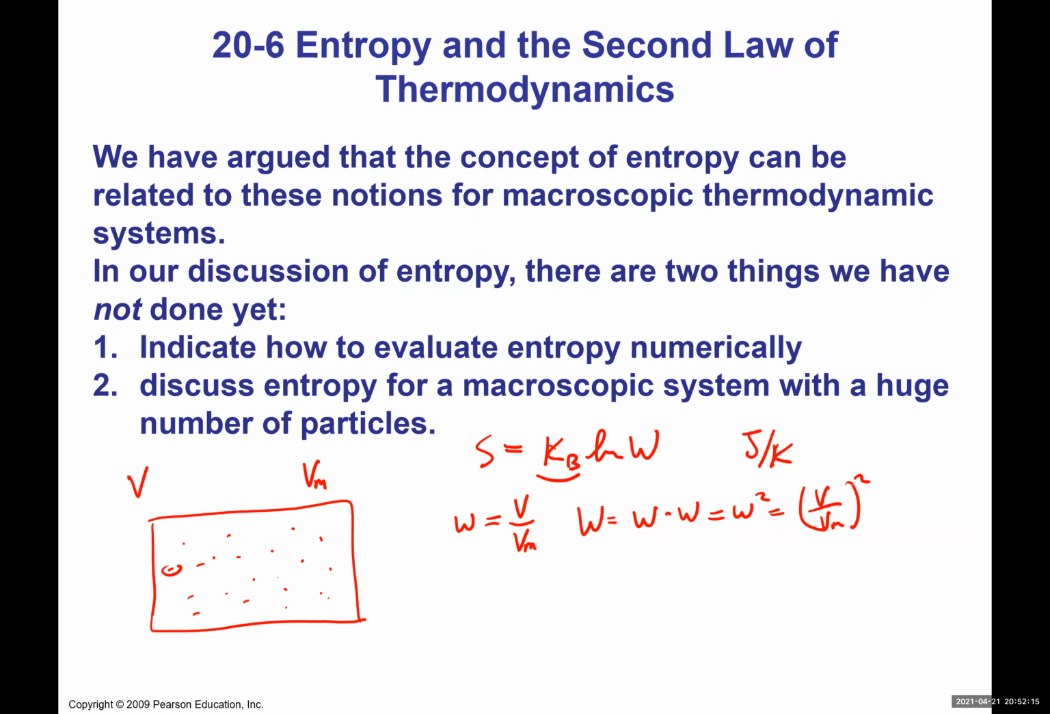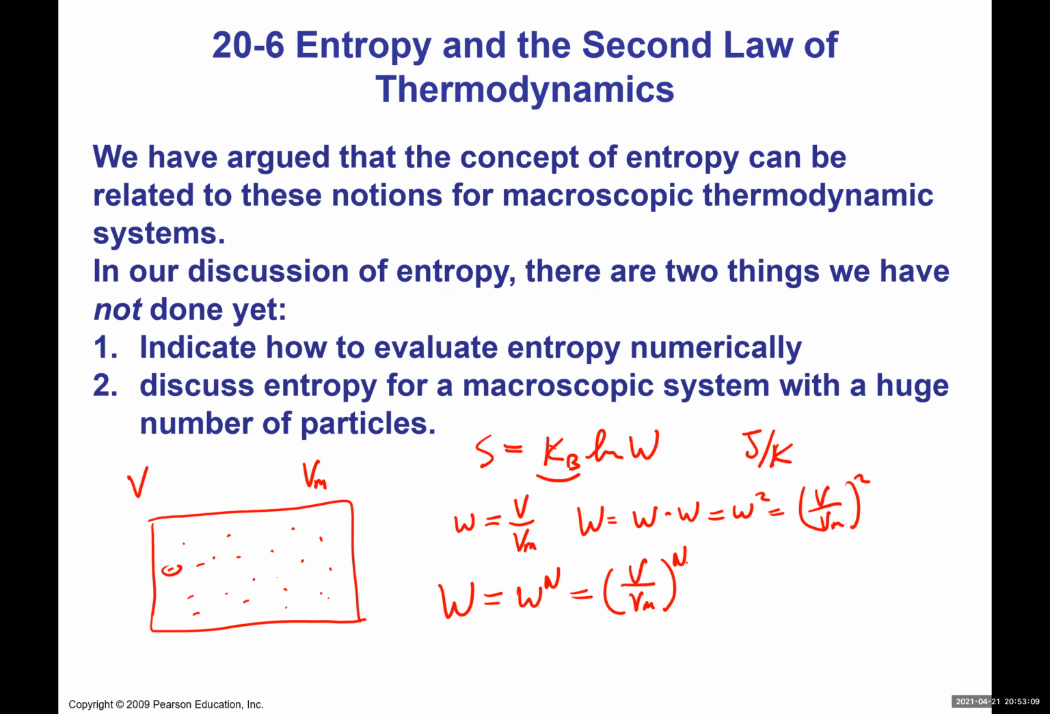Again, the uppercase W represents the number of ways of putting multiple molecules into a volume, and is not to be confused with the work. The work is also uppercase W, but this is not that. It's basically the probability for a given microstate to exist. Now, you can see the exponent two represents the number of particles we have, in this case the number of molecules. So if we have N molecules, then W will be equal to w, lowercase w, to the N, which will be V, the total volume, over the microscopic volume, to the power of N.